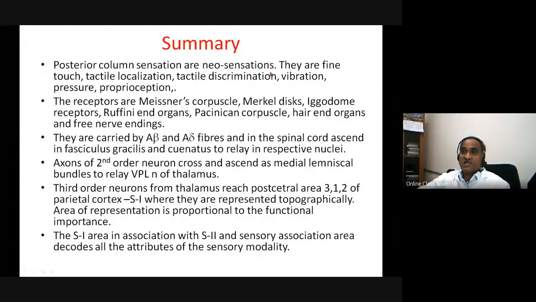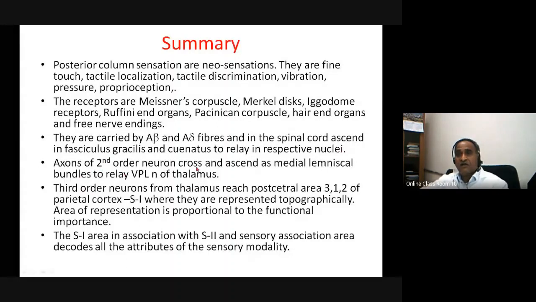Posterior column sensations are neosensations. They are fine touch, tactile localization, tactile discrimination, vibration, pressure, proprioception, and stereognosis. Receptors are Meissner's corpuscles, Merkel discs, Ruffini end organs, Pacinian corpuscles, hair end organs, and free nerve endings. They are carried by the A beta and A delta myelinated fibers to the spinal cord and ascend as the fasciculus gracilis and cuneatus to relay in the respective nuclei in the medulla.